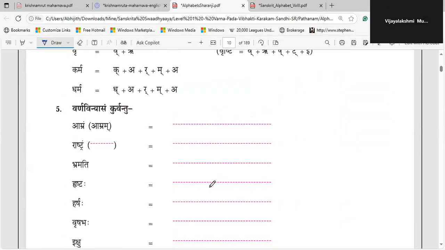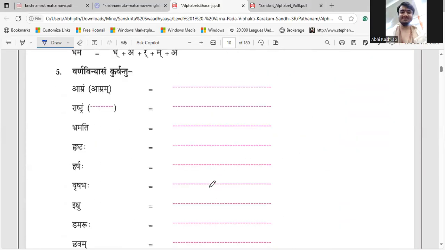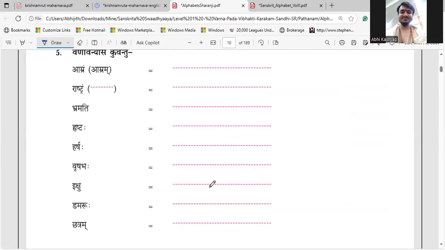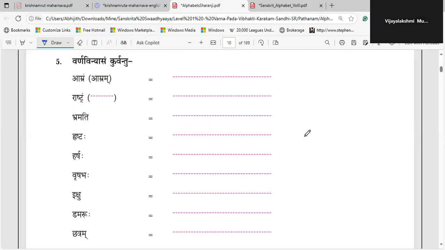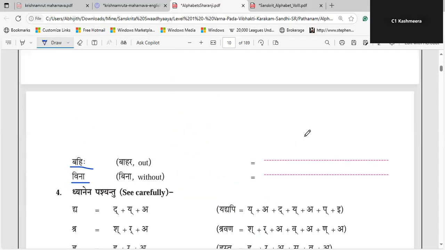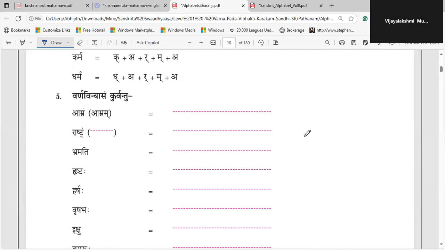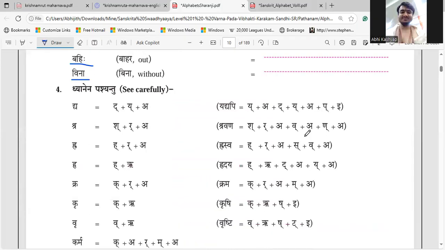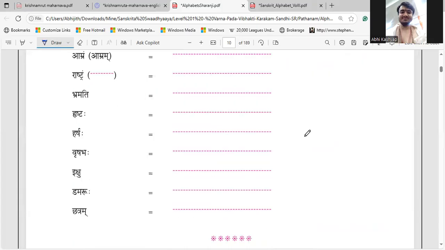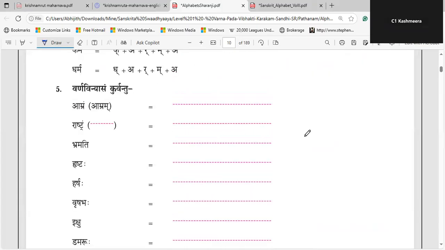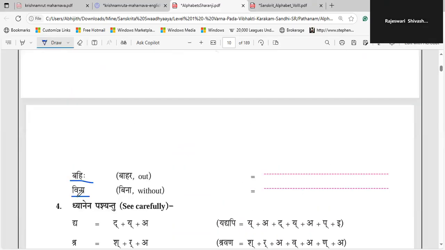With these two exercises, we complete section 2, I suppose. Section 3 is we will start looking at words. If there are any doubts, you may ask me. Exercise homework is up to Vina. Tomorrow we will complete these two. The 4th and 5th we will do tomorrow. Okay. Today's exercise is up to what, Mahodaya? Vina. Till Vina. The third one. Okay.